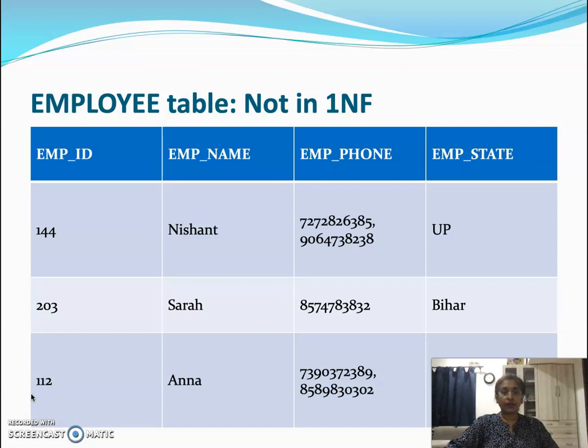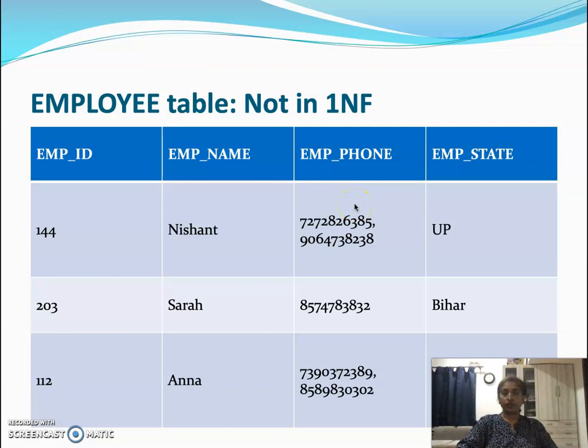All the data types, each column has its own data type. There is no mixture of data. Only problem in this employee table is the EMP phone number. This cell contains more than one data and it is not atomic. So this has to be changed. This violates the rule.